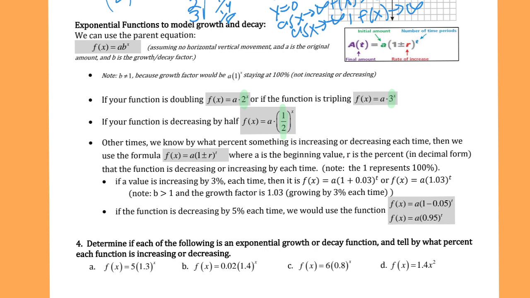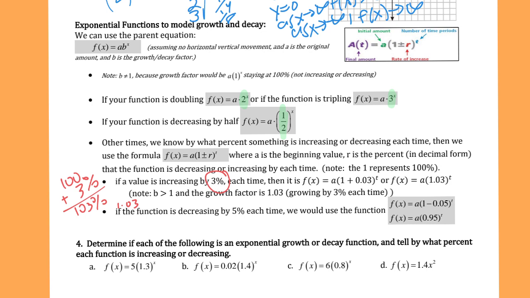So if it's increasing by 3%, well, that's 100% plus 3%. That's 103%. Percent means divide by 100. That'd be 1.03 that you put in that parentheses. Okay, notice it's a skosh bigger than 1.